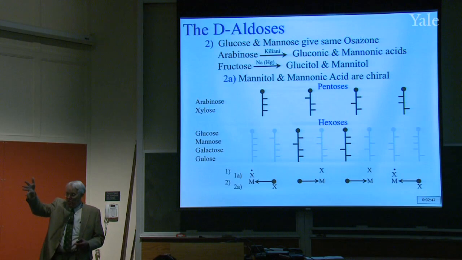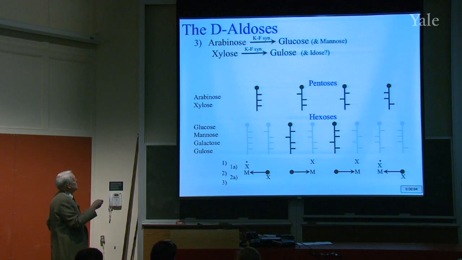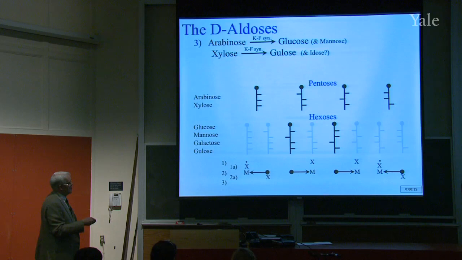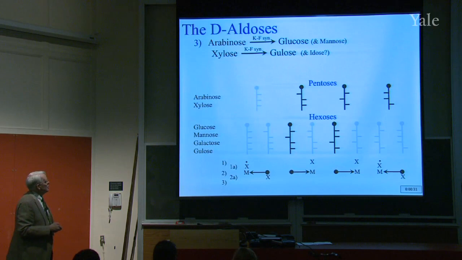Okay? So how are we going to decide that? Or how did Fischer decide it? He went to evidence 3, which is arabinose in the Kiliani-Fischer synthesis gives glucose, and xylose gives gulose, right? So one of them gives one of these, and the other one gives the other one of those, okay? So we know something now about arabinose and xylose. They can't be this, and they can't be this, because that on a Kiliani-Fischer synthesis couldn't give either of these, and this couldn't give either of those, right? So those are out for arabinose and xylose, okay?